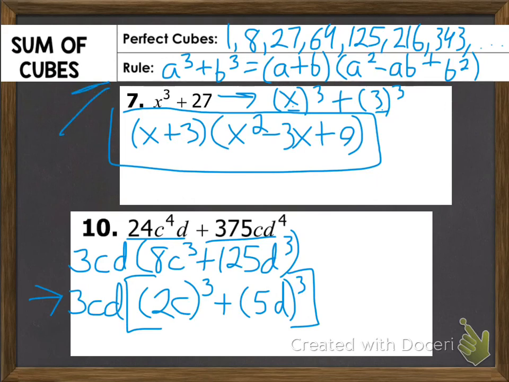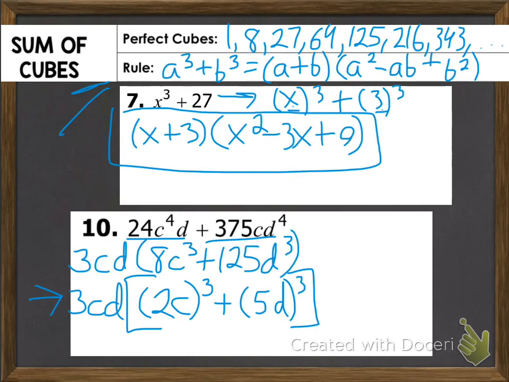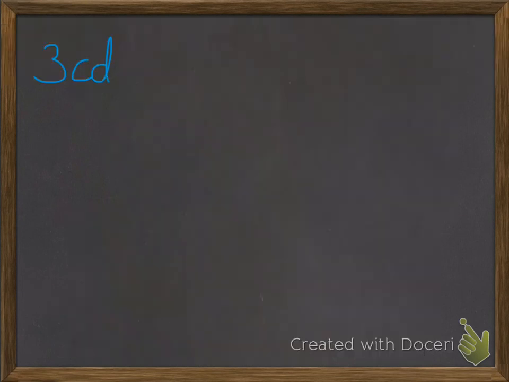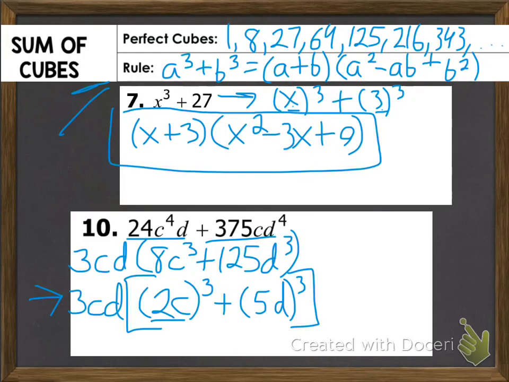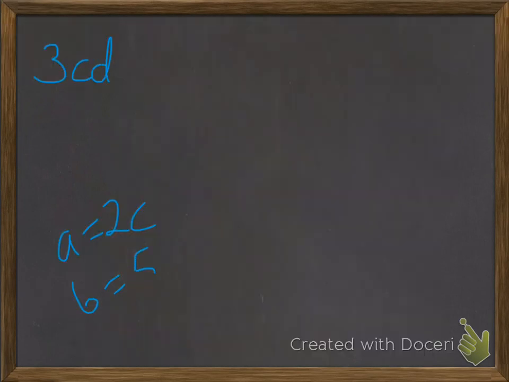And I'm going to go ahead and do that on another slide so we have more room. So, like I said, don't forget that 3cd out front, you still need it. And now our a term, 2c is going to be the a. A is equal to 2c, and then b will be equal to 5d. So now, plug it into the rule. So a plus b, that'll be 2c plus 5d.